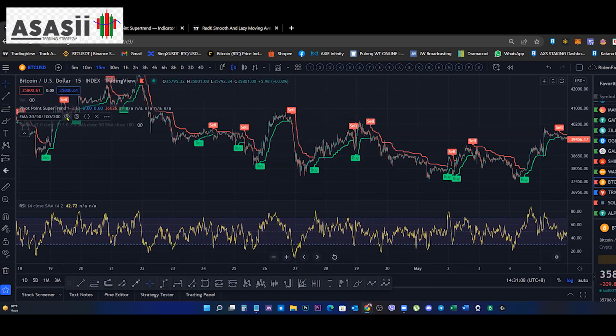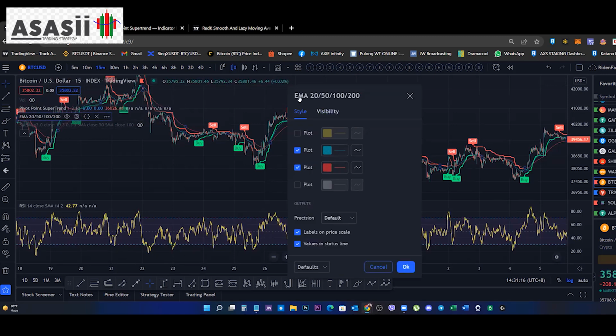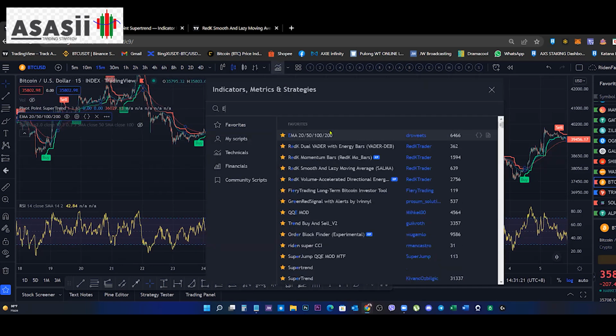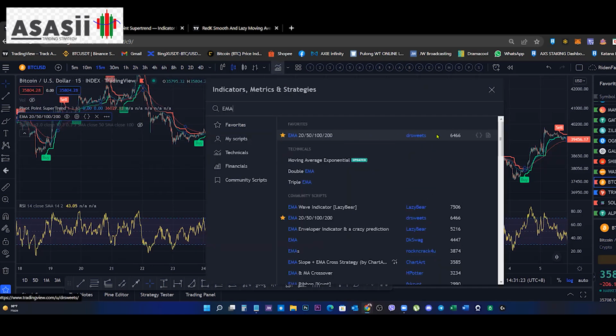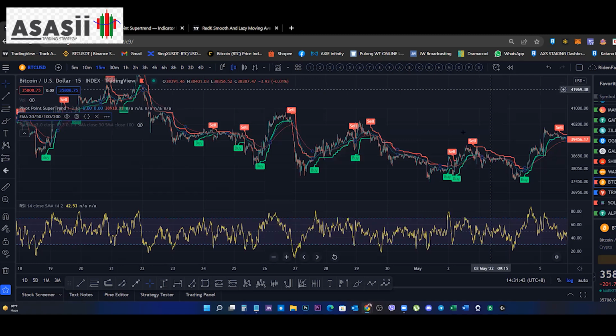With the use of our MA, either MA 50 or 100. Right now, I use the EMA 20, 50, 100 by Dr. Sweets. You can use moving average or EMA; there is a slight difference between them. With that average, the EMA 20, 50, 100, 200 by Dr. Sweets, or the 5 MA or the 3 MA, whichever you prefer, as long as there is a 50 MA and 100 MA.